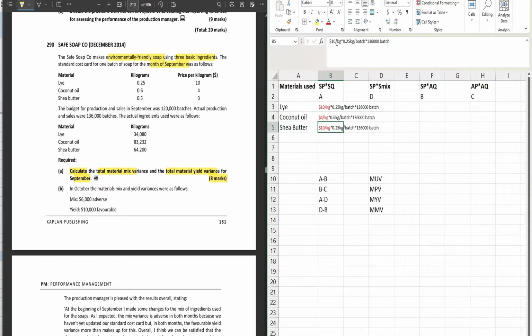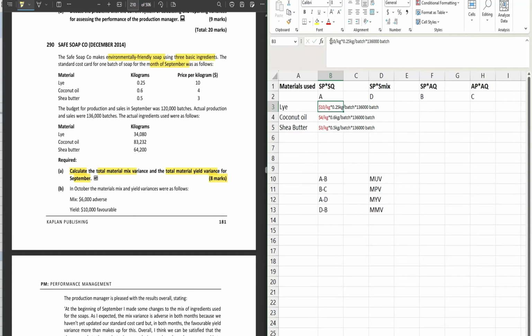Okay, because SQ means standard quantity required for actual production. In a hurry, you may take the budgeted figure instead of actual production, which is wrong. Okay, so be careful here. Now for butter, the price is 3, and how much kg of butter is required to produce one batch of soap? It's 0.5, and actual production is already given.